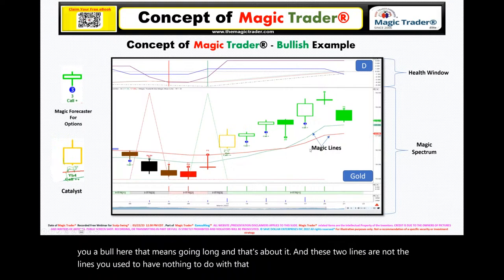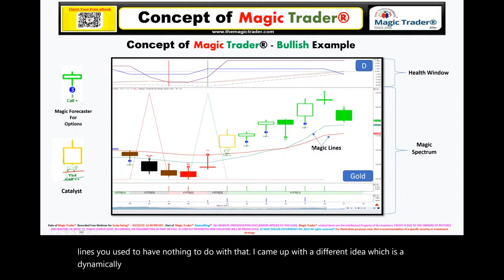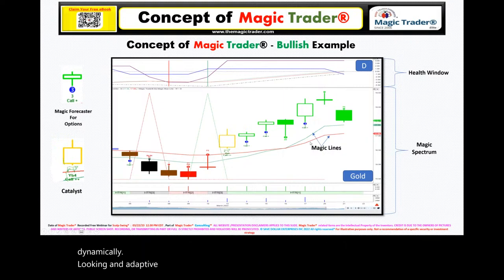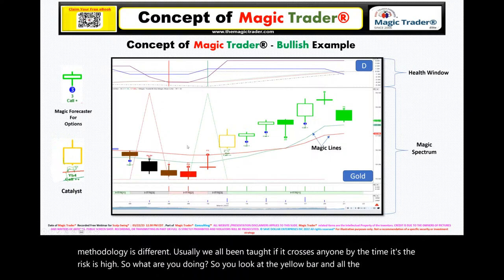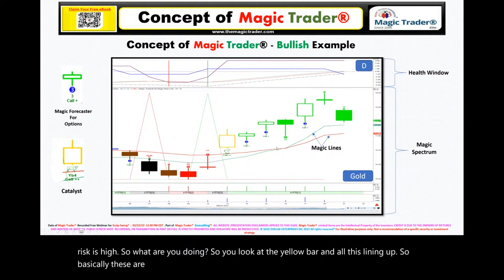I came up with a different idea, which is dynamically working and adaptive. And those magic lines have nothing to do with that. And the trading methodology is different. Usually, we all have been taught, oh, if it crosses anywhere, by the time the risk is high, so what are you doing? So you look at the yellow bar and all this lining up. So basically, these are not the lines you are used to, but this is a different way we developed it.